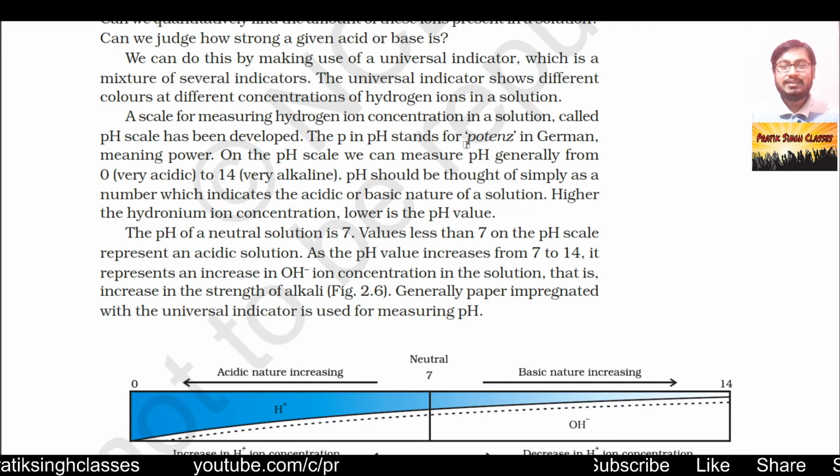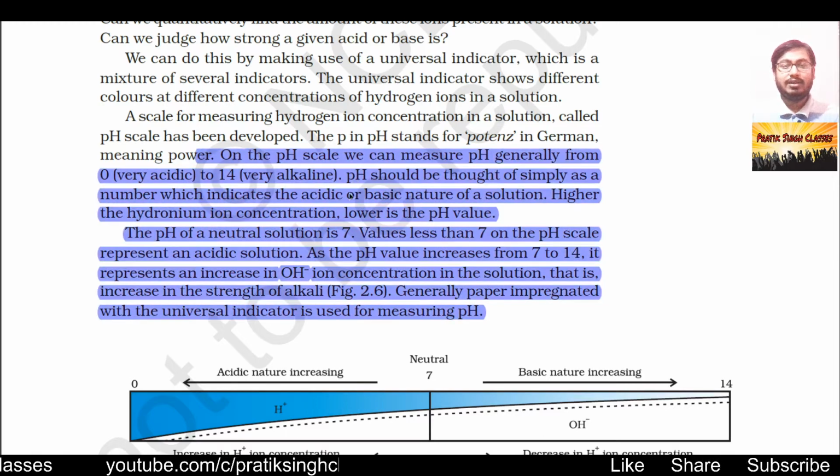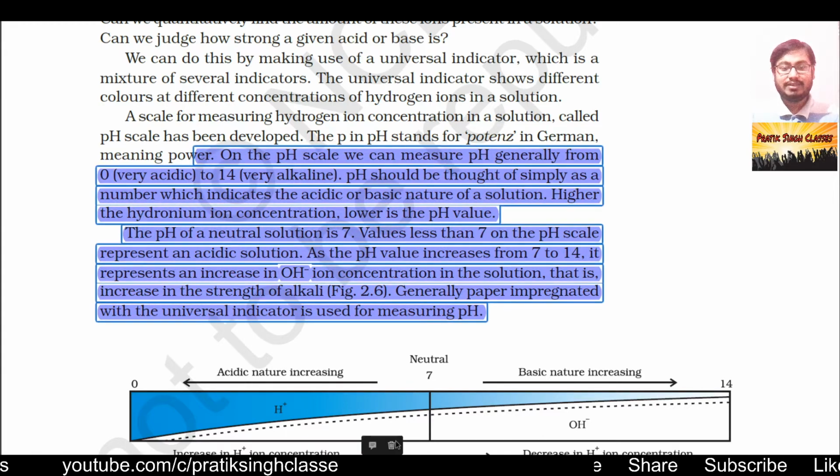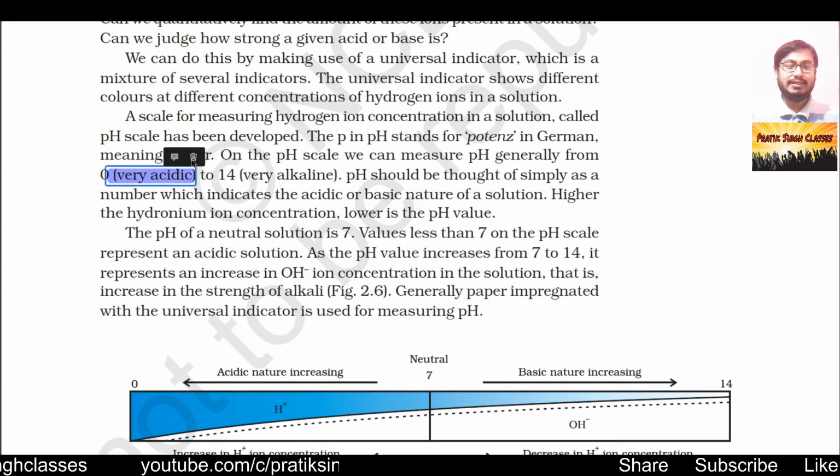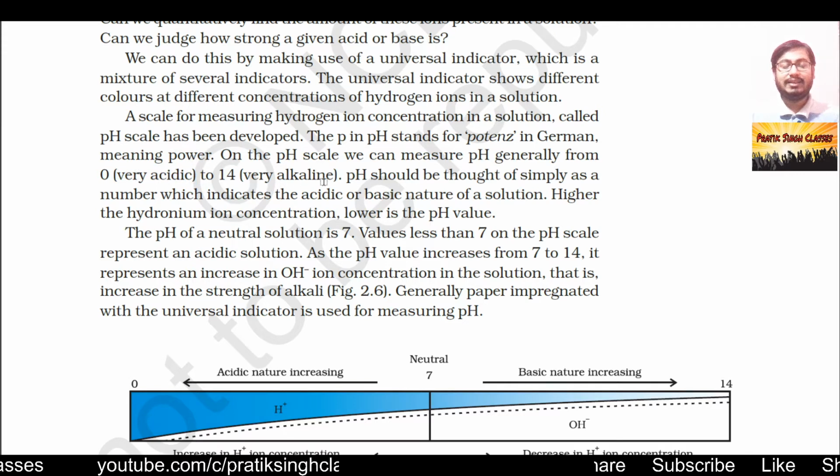The P in pH stands for Potenz in German, meaning power. So when we say pH, that means power of hydrogen ion, H plus. On the pH scale we can measure pH generally from 0 to 14. 0 is very acidic and 14 is very alkaline.